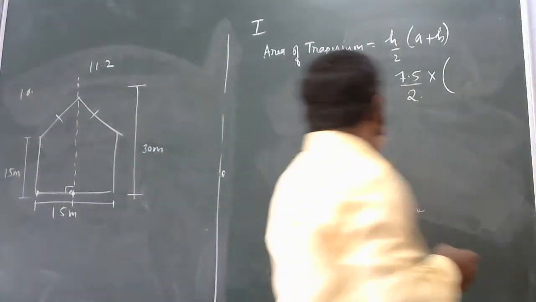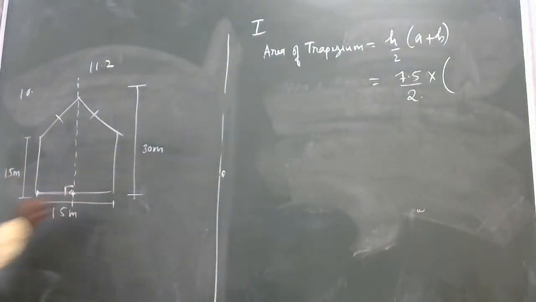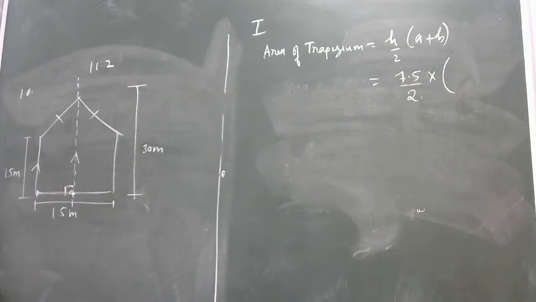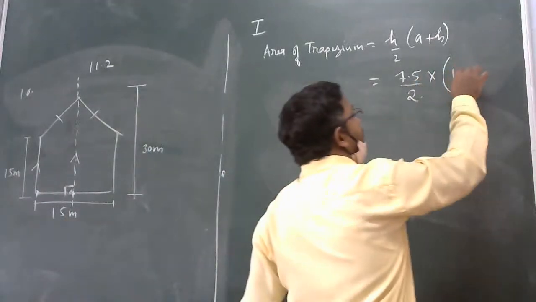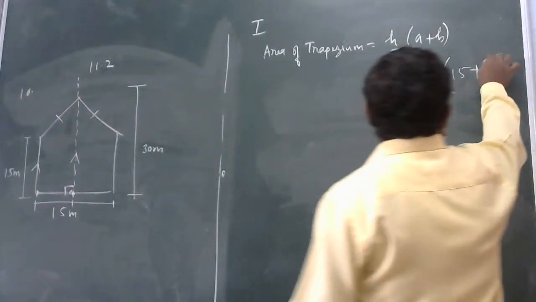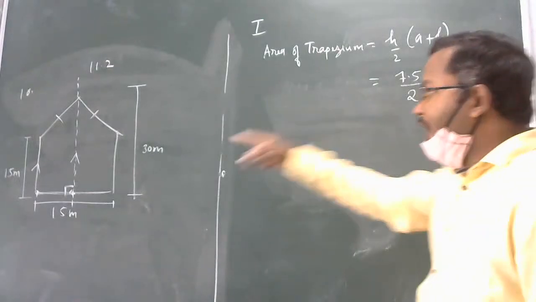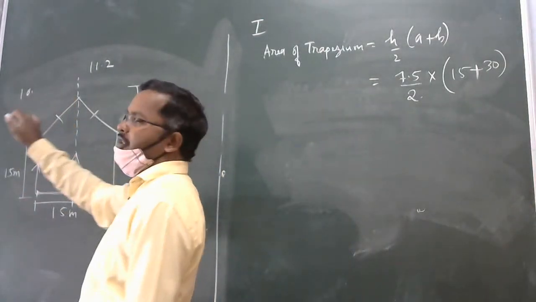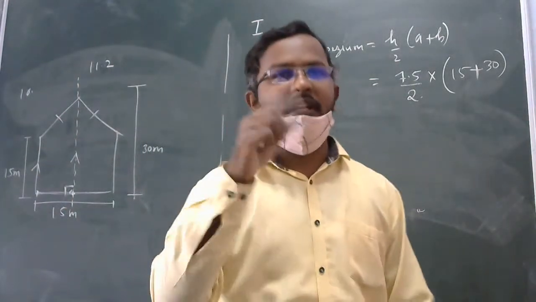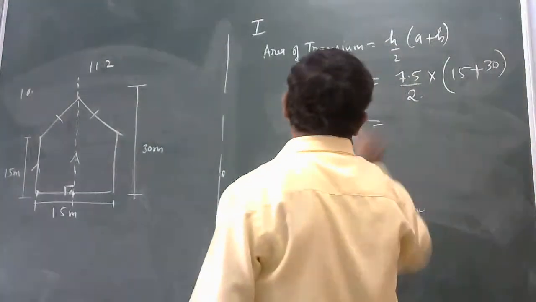Okay. So now look at this figure. We have taken this as the height. Then what are your parallel sides here? This is your one parallel side and this is your another parallel side. So these two lengths are A and B. So A, what is the length of this? 15. Already they have given this directly. 15 plus, what is the length of the other one? 30. So it is 30. So now we are finding the area of this trapezium. In order to find the same, you have to multiply by 2, so you will get the total area. So find how much you get.